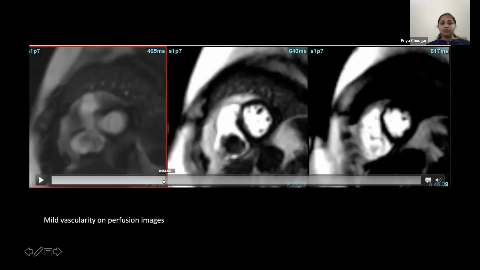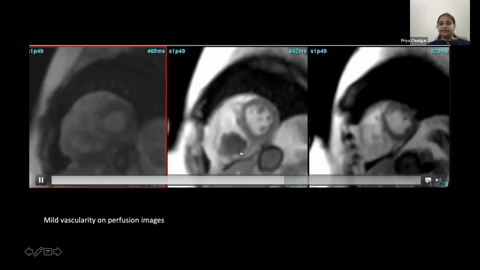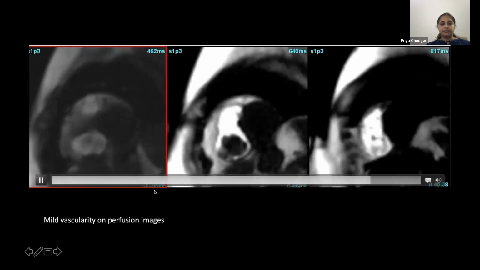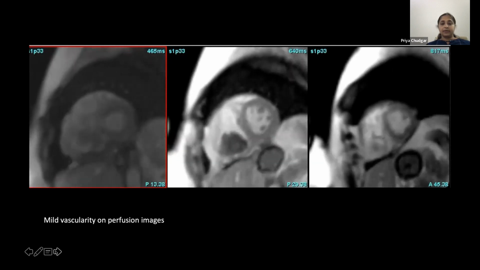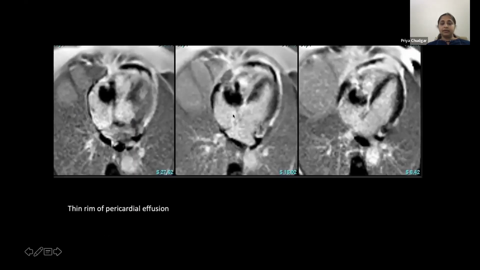So these are perfusion images, and as we can appreciate, there is some mild vascularity on a perfusion scan. There was patchy delayed hyperenhancement. So as we can see, these are the late gadolinium enhancement images, some vascularity, and there is thickening along the annular plane as well. Very thin rim of pericardial effusion. Again, we can see these long axis views of delayed enhancement with some delayed enhancement of the lesion.